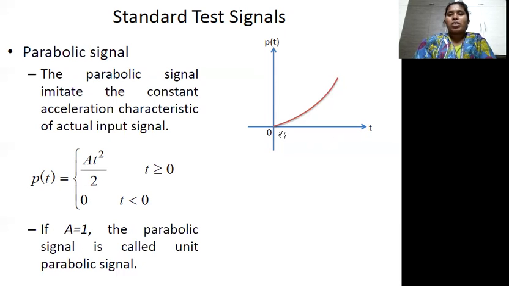So from this graph, how can we define the parabolic signal? A parabolic signal can imitate the constant acceleration characteristic of the actual input signal which is given to the system, right? That means here a t square by 2 indicates acceleration. The second order derivative, d square by d t square, is nothing but acceleration. That means it is a second order function. The second order function is representing the acceleration, right? So here, if the value of a is equal to 1, then we can say it is a unit parabolic signal. If you substitute the value of a equal to 1, then it is obtained as a unit parabolic signal.